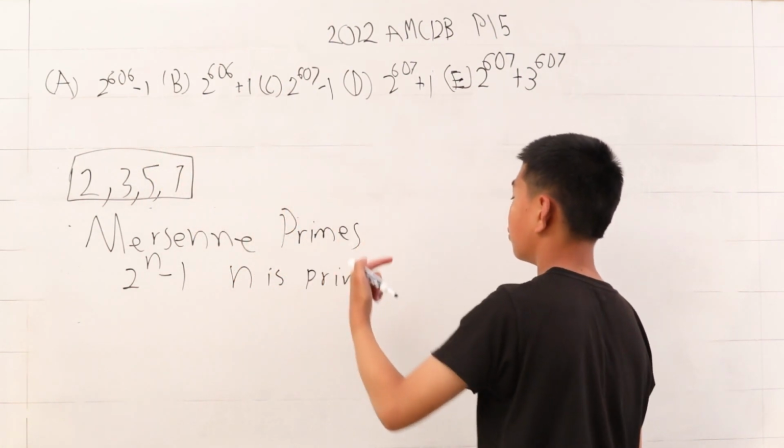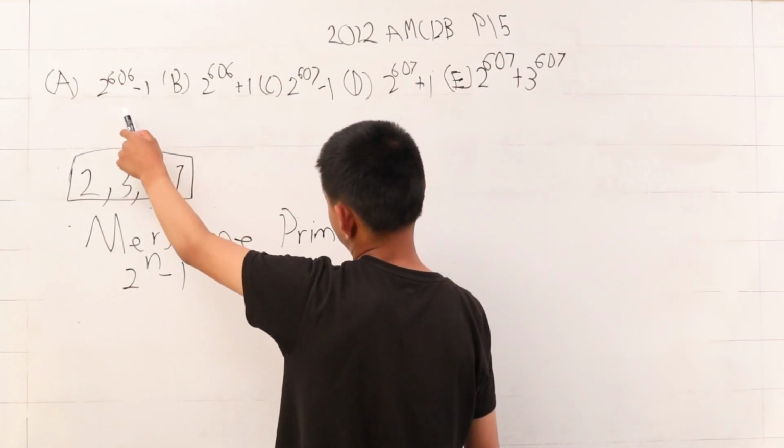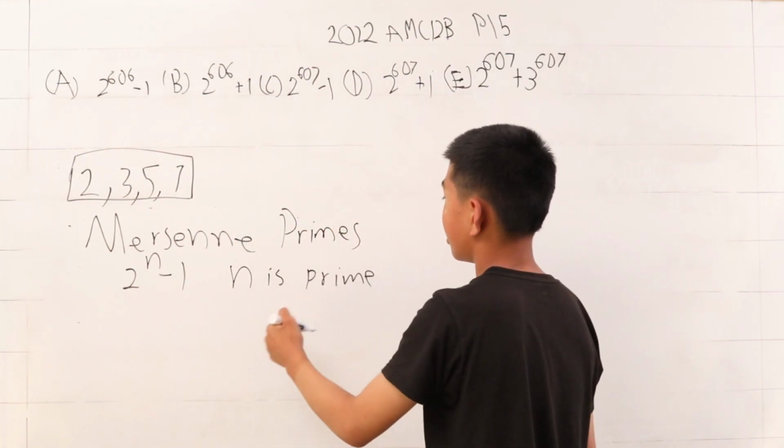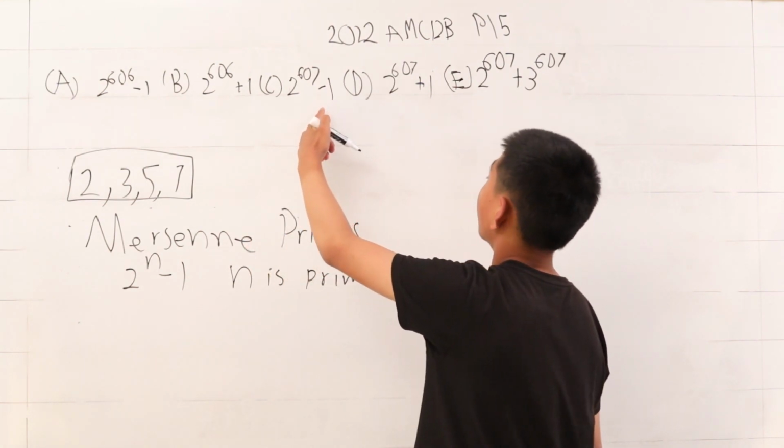Notice that the number is only prime when n is prime. And let's take A, for example. 606 is not prime. So in this case, while using this principle, we know that C is the correct answer.